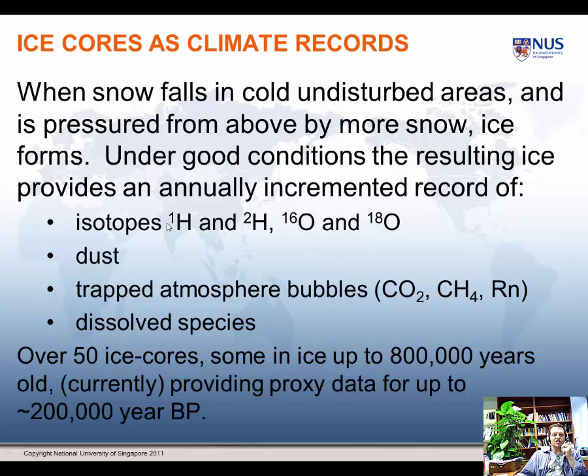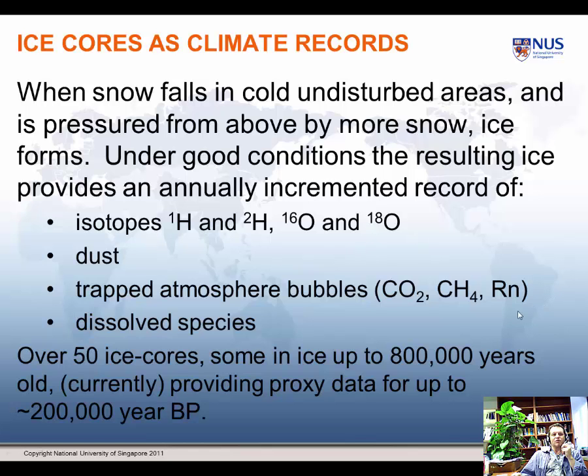the isotopes of water, because ice is mostly water. The elements are hydrogen and oxygen, and both hydrogen and oxygen have isotopes that can be used to actually regenerate the temperature at that time. There is dust in that ice, which might have come from volcanic eruptions, it might have come from wind fields, so that if you've got lots of wind fields, you're going to have lots of dust blowing around potentially, so that gives you another type of climate information.